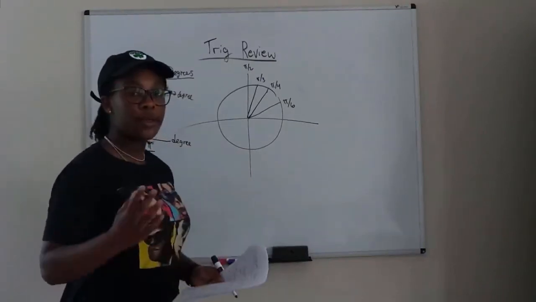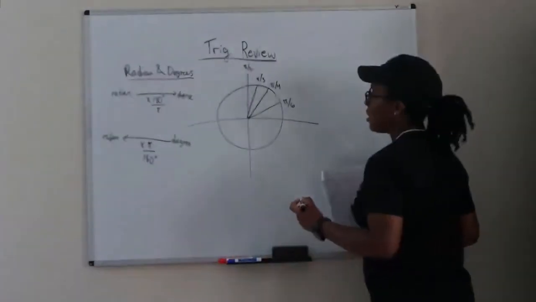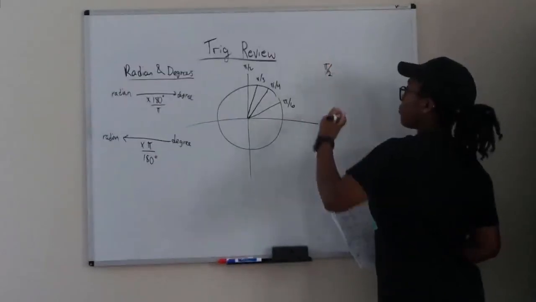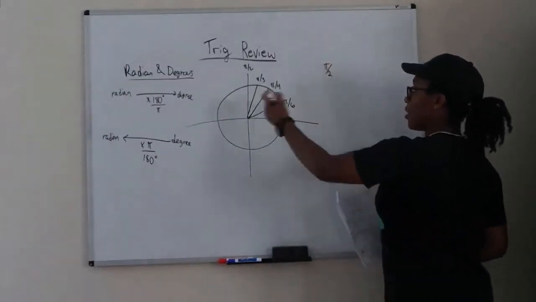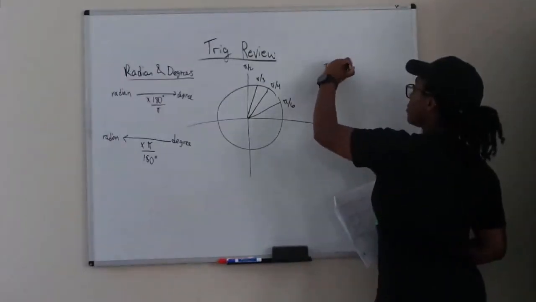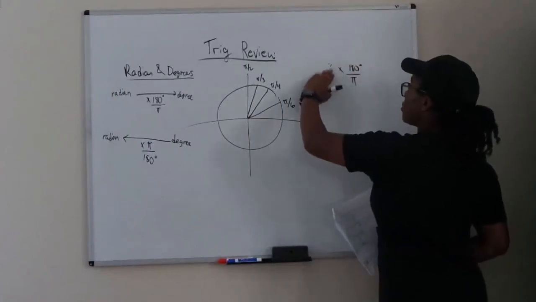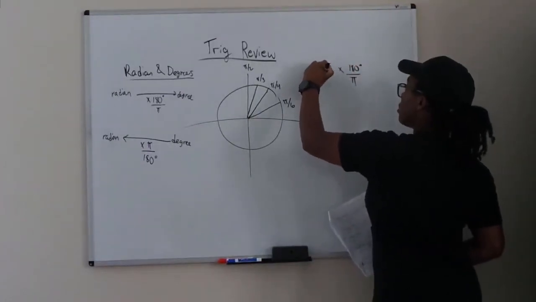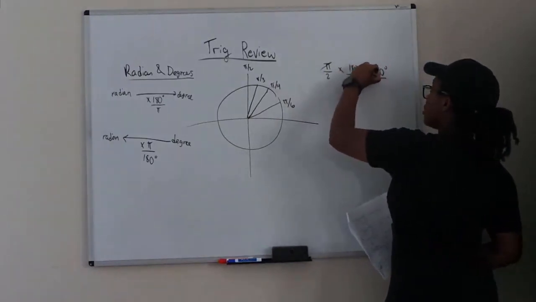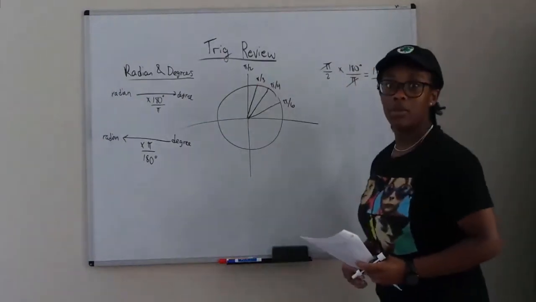So I'm going to show you just a quick example, just to show you that it actually works. Let's say we are given pi over 2, and we want to convert that into degrees. We're given the radian measure, so we're going to use the first one. So it's pi over 2 times 180 degrees over pi. The pi's are going to cancel. Then we have 180 degrees divided by 2, which is 90 degrees, which we know to be true.